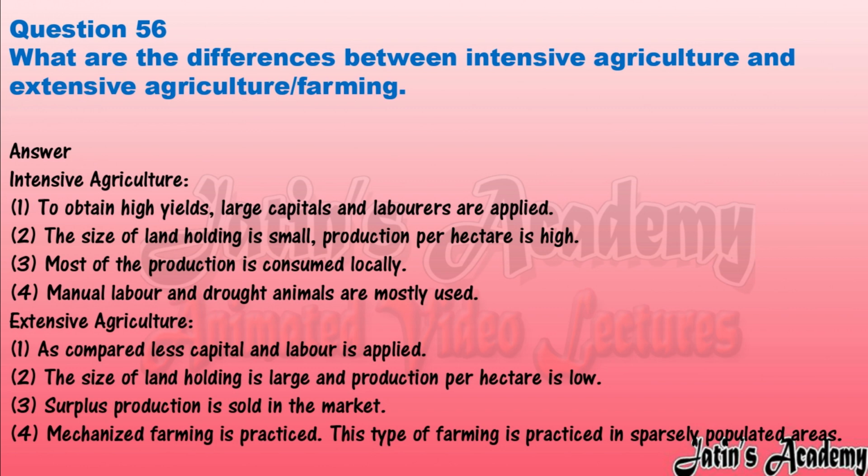Extensive agriculture. 1. As compared, less capital and labor is applied. 2. The size of land holding is large and production per hectare is low. 3. Surplus production is sold in the market. 4. Mechanized farming is practiced. This type of farming is practiced in sparsely populated areas.